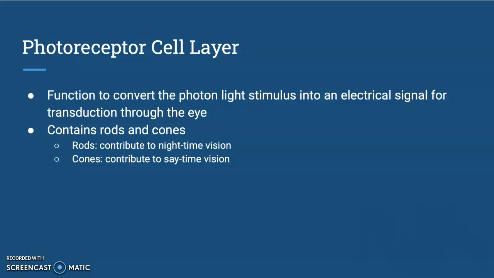So the first layer that we talked about is the photoreceptor cell layer. The function of this layer is to convert the photon light stimulus, the initial stimulus of light, into an electrical signal for transduction through the eye. The photoreceptor layer contains rods and cones, and rods contribute to nighttime or dark vision, like the absence of vision in the dark, and the cones contribute to daytime vision.